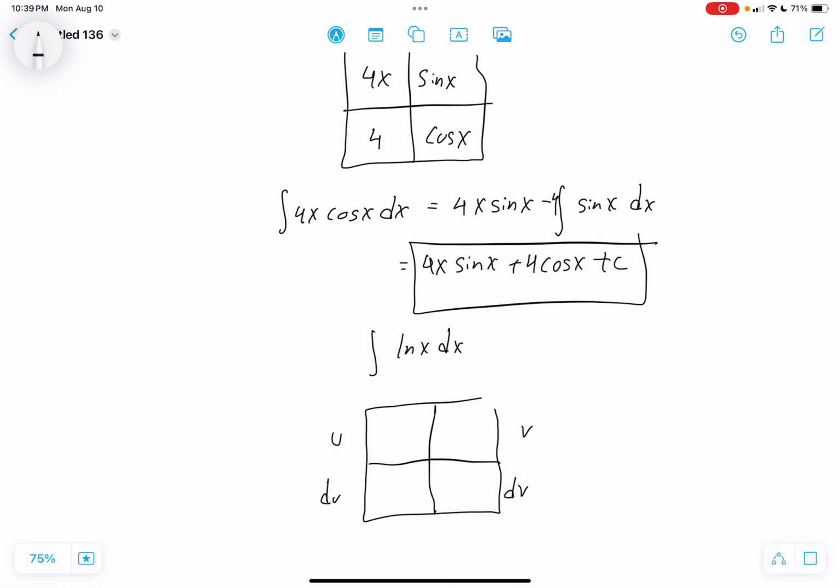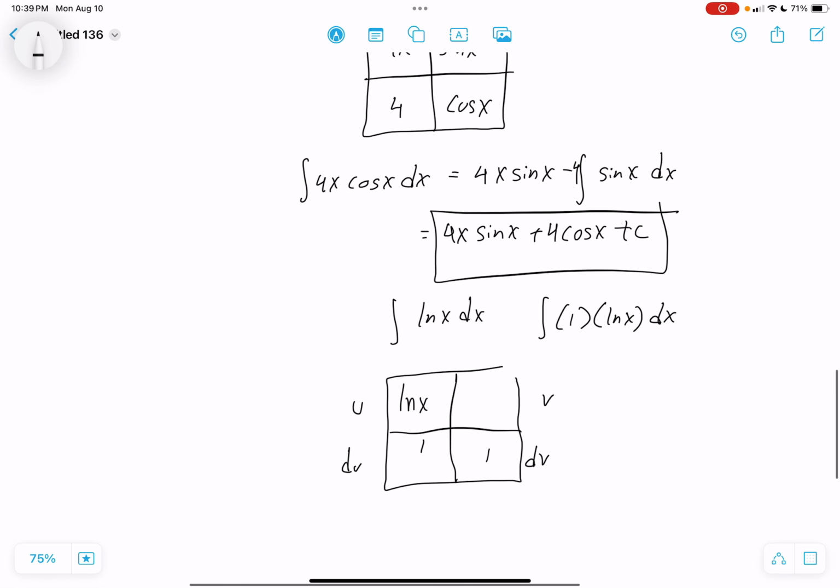What if I just express it as the integral of 1 times ln x times dx? Well, now it looks like I have a function. It's 1. But if I just take the derivative of 1, I get 0, and that's not going to help. So what if I try putting 1 here, and I put ln x here. Well, the derivative of ln x is 1 over x. The integral of 1 is x.